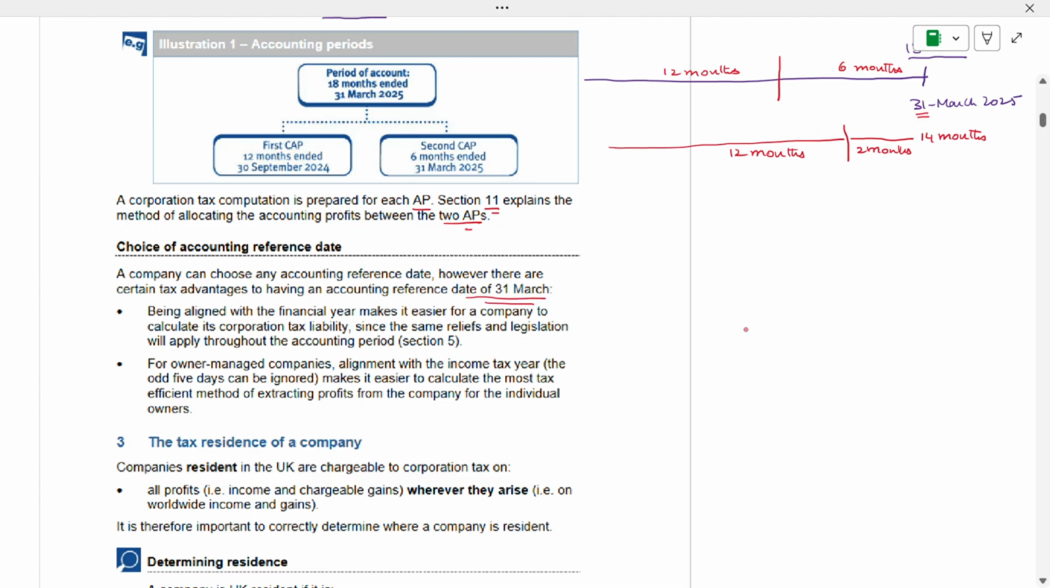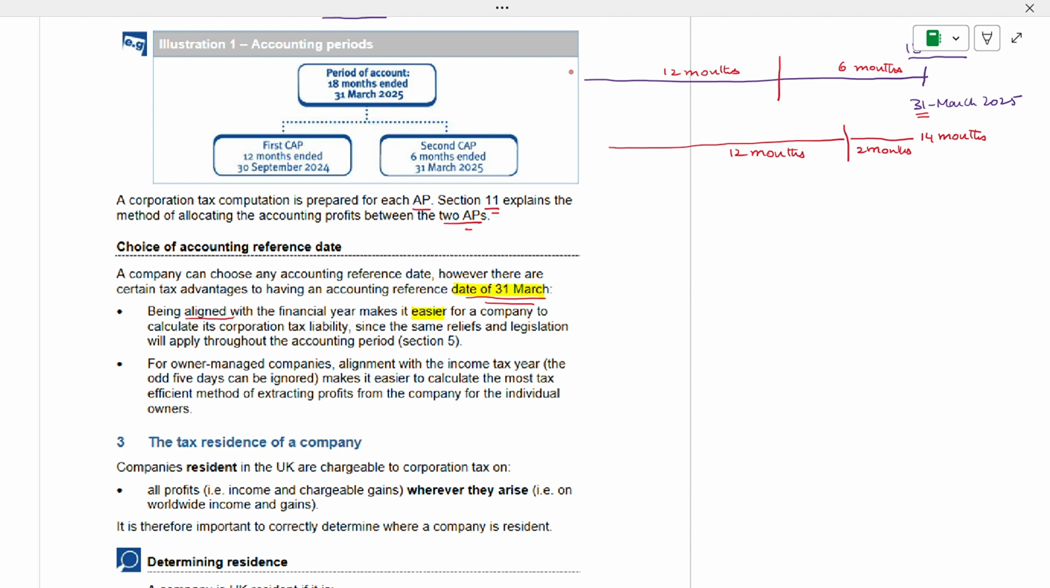A company can choose any accounting reference date. However, there are certain tax advantages if you choose 31st March. We should not have any confusion. You should have clear clarity on that. Why are we doing this? We have to align with the financial year to make it easier for the company to calculate tax liability, since the same reliefs and legislation will apply throughout the accounting period. It is just to make it easier for our understanding. That is the reason we are taking 31st March.